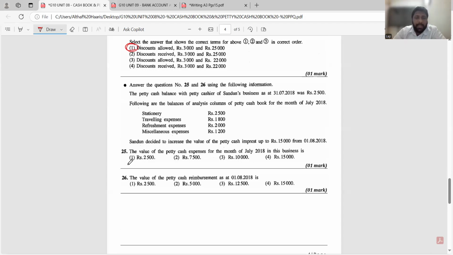The petty cash balance with the petty cashier of Sandun's business as at 31st July 2018 is 2,500. The following balances of the analysis column of the petty cash book for the month of July are given. Sandun decided to increase the value of petty cash up to 15,000 from August, next month. The value of the petty cash expenses for the month of July 2018.